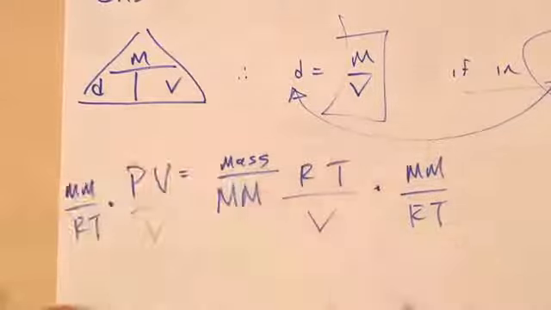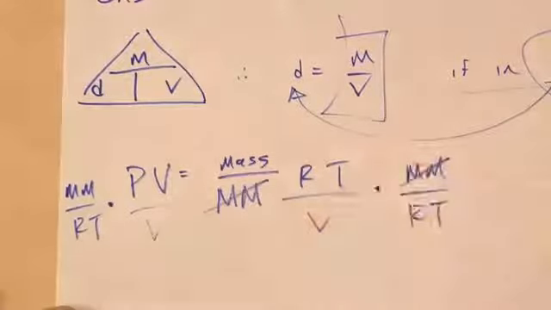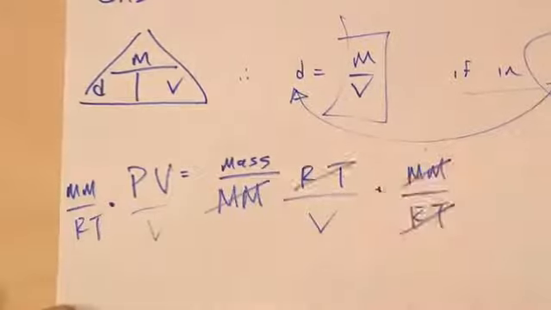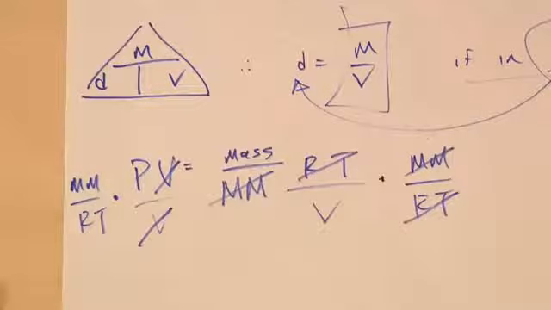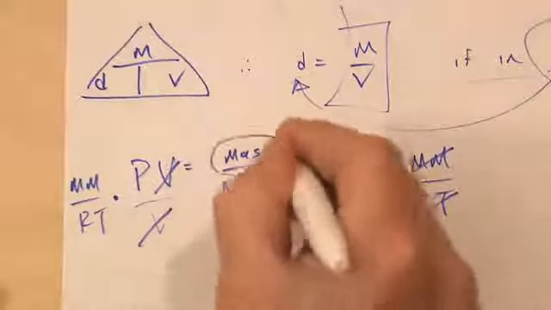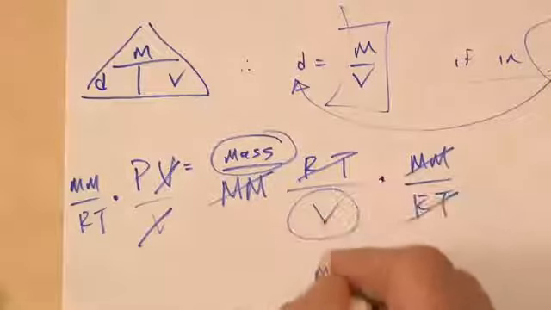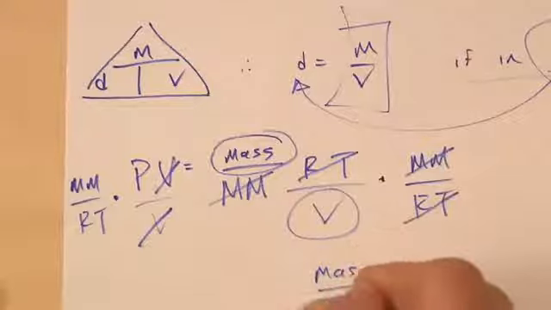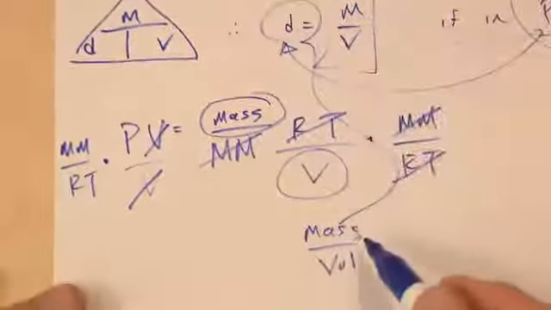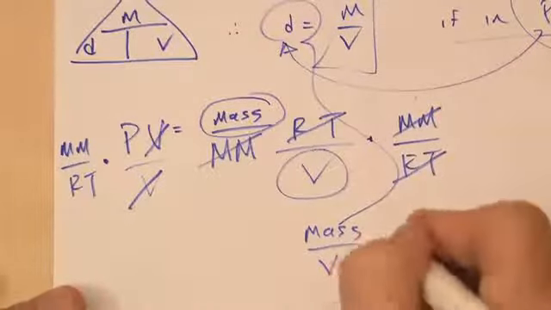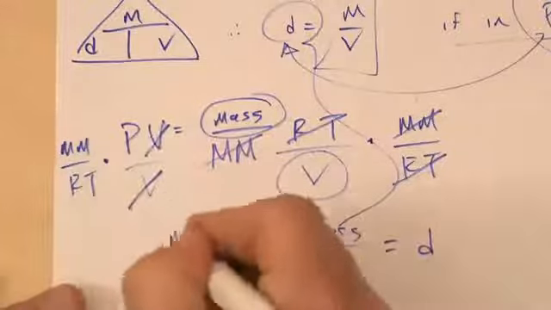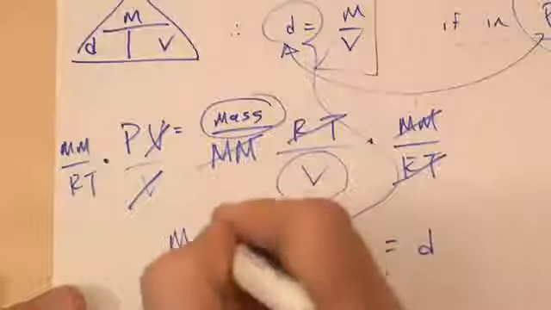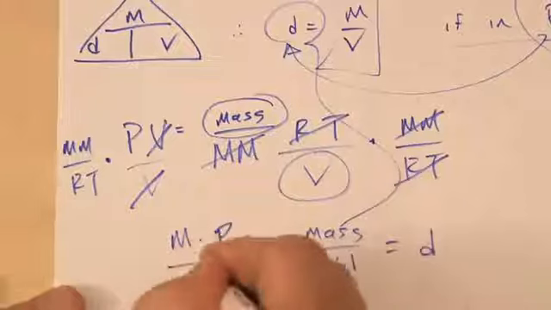molar mass divided by RT. Notice my molar masses cancel, my RTs go away, and over here I lose my volumes, and I'm left with mass divided by volume. Mass divided by volume, remember, is equal to density. So my mass divided by volume here can be replaced by the letter D, and this is equal to molar mass, I'm just going to write capital M there, times pressure divided by RT.